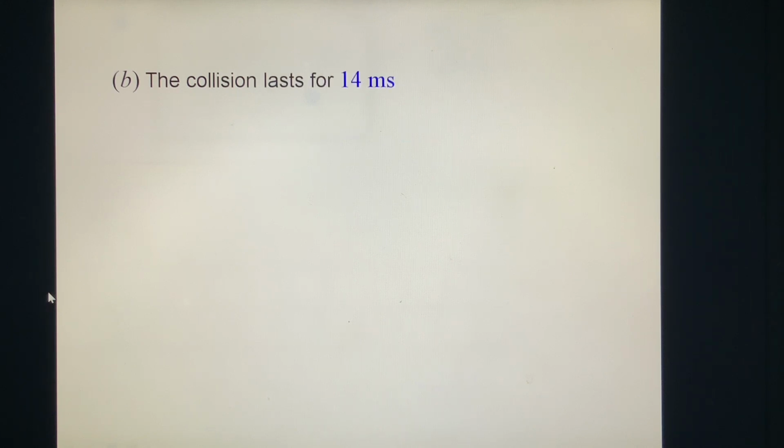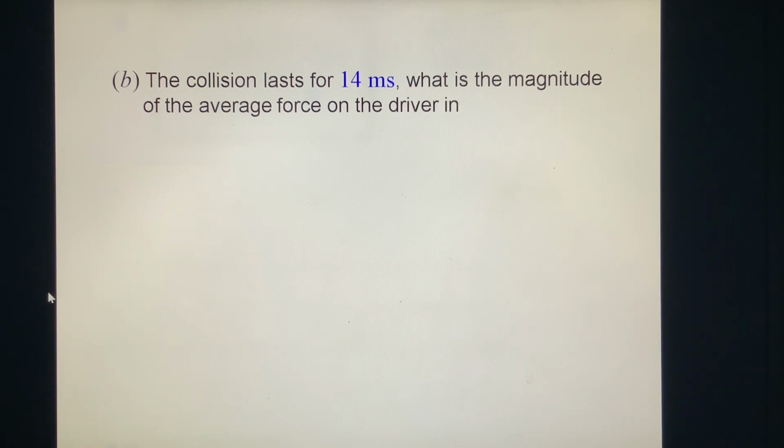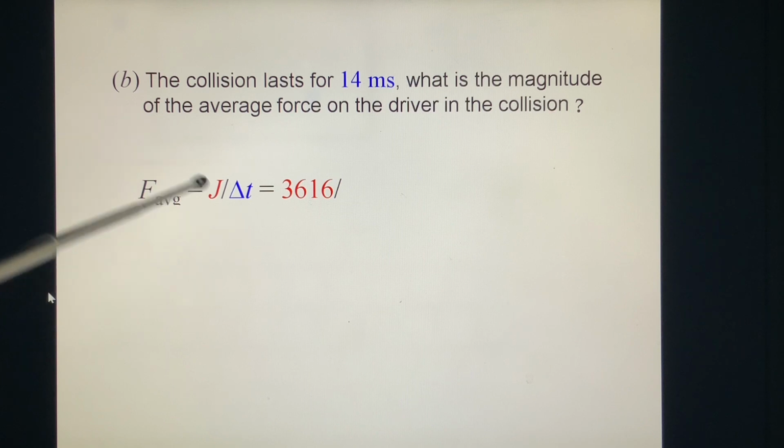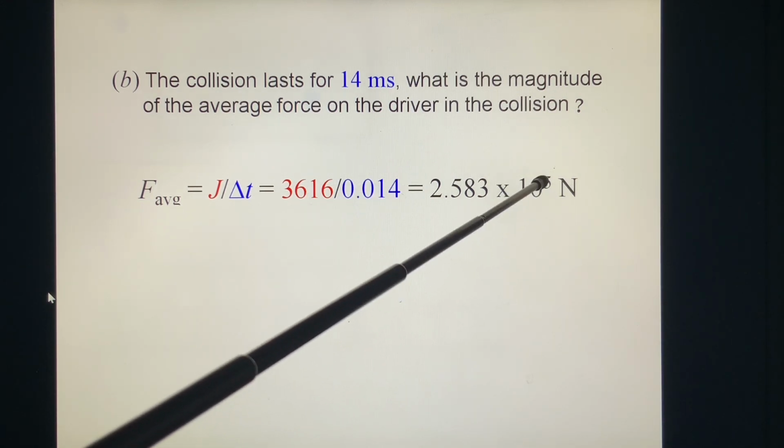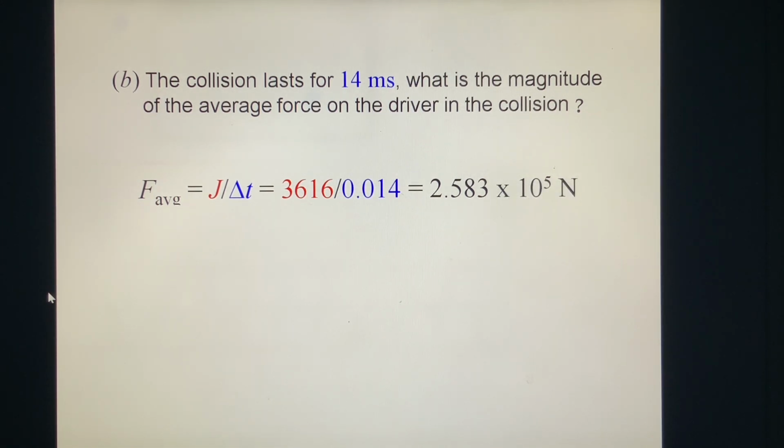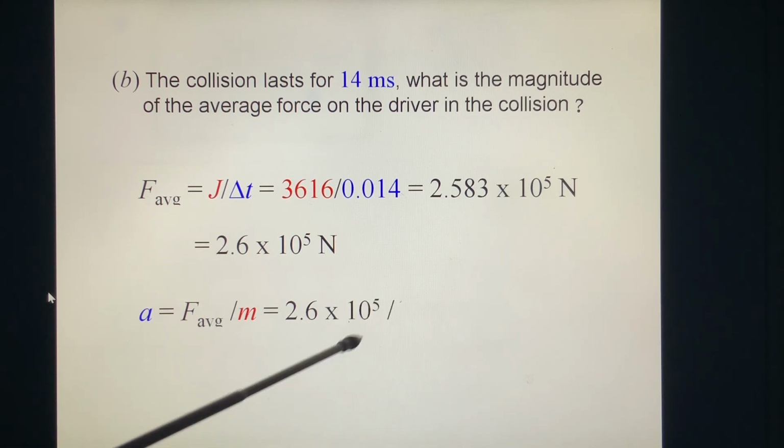Question B. The collision lasts for 14 milliseconds. What is the magnitude of the average force on the driver in the collision? This is easy because F average equals J over delta T. We know J, and delta T is given, so we get F average, pretty hard, 10 to the 5th newtons, about 100 tons. And the acceleration is F average over m. It's very hard too, about 300 g.